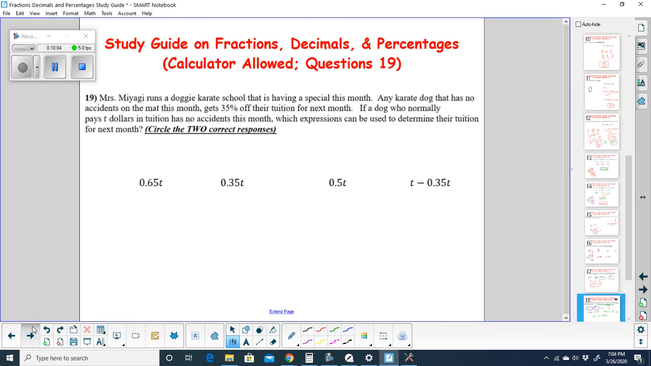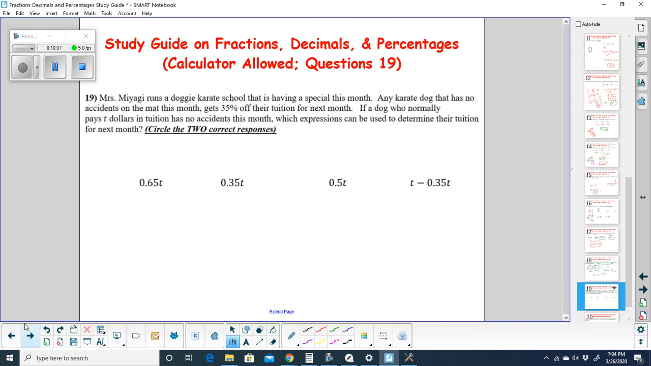All right, next. Mrs. Miyagi runs a doggy karate school that is having a special this month. Any karate dog that has no accidents on the mat this month gets 35% off their tuition for the next month. If a dog who normally pays T dollars for tuition has no accidents this month, which expression is used to determine their tuition for next month? So normally they pay 100%, but they're going to get 35% off, right? Which means they're going to pay 100 minus 35, they're going to pay 65% of the original price.